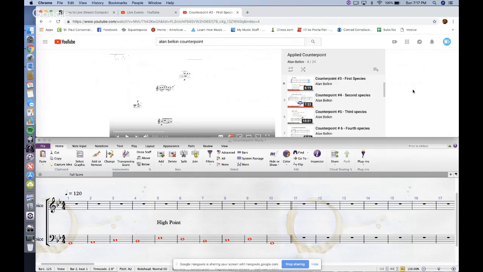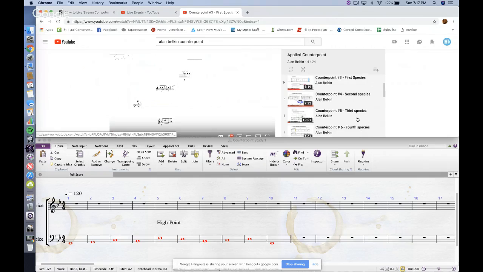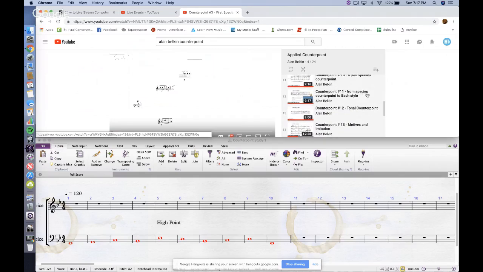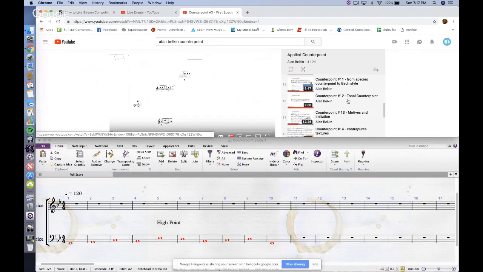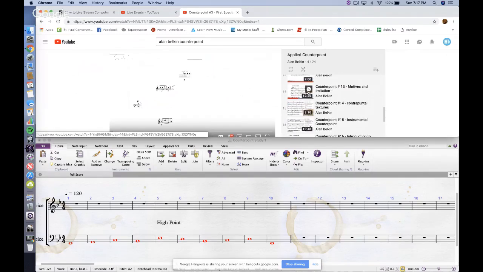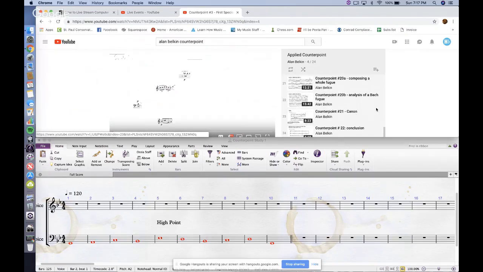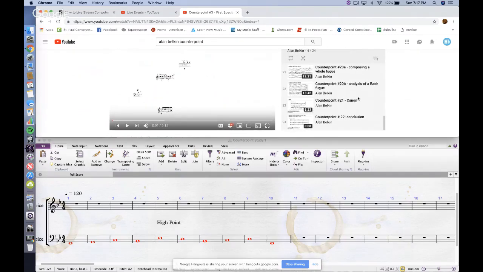It's always been described to me as the five species of counterpoint, and learning those five species is a very interesting study. But he does all five species, and then he goes into 3-part writing, and then 4-part writing, species from counterpoint to Bach, and then tonal counterpoint, motives and imitation, contrapuntal textures. You can see where I stopped. And contrapuntal textures, instrumental counterpoint, introduction to fugue, invertible counterpoint, all these different concepts, all the way up to 22, which is the conclusion.